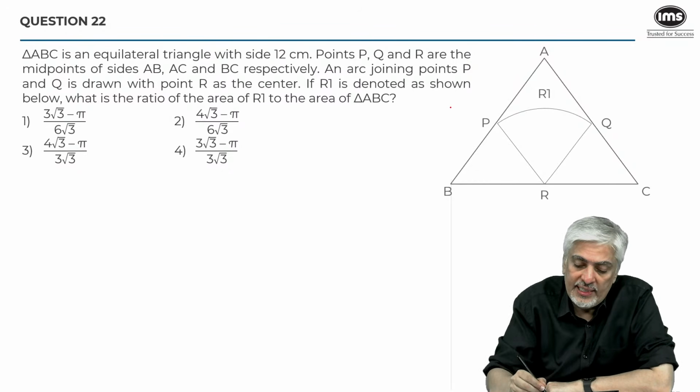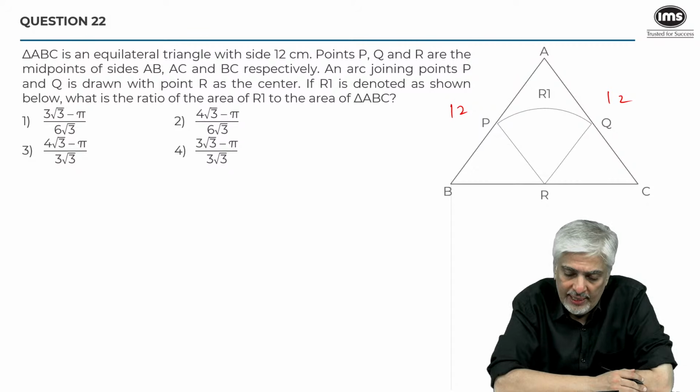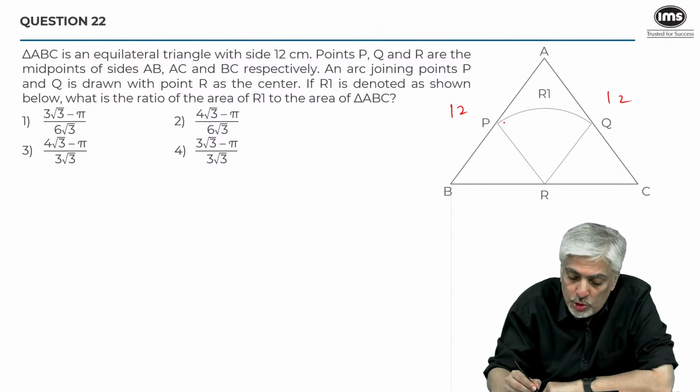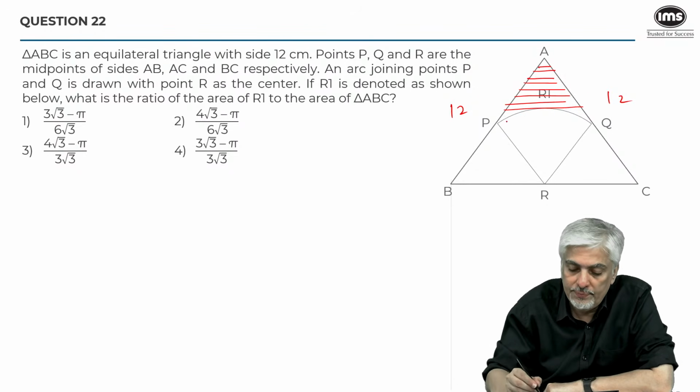So triangle ABC is an equilateral triangle where all sides are 12. Points P, Q, R are midpoints of AB, BC and AC. An arc joining point P and Q is drawn with point R as the center. That should be straightforward. If R1 is denoted as shown below, what is the ratio of the area of R1 to the area of triangle ABC? R1 is only this much part, remember. If there is any confusion, R1 is only this part, only till here. Again, it will make use of the segment logic. So let's see if you get it.